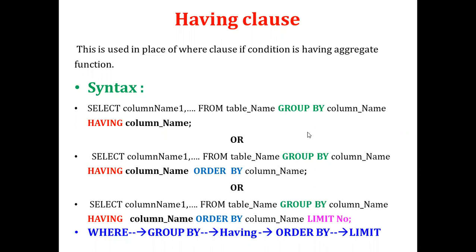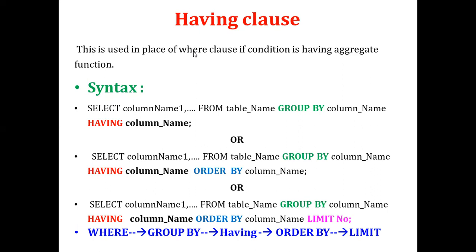Again, with the help of the group by clause, whatever output we get, if within that you want to specify some condition, then you have to take the help of the having clause. That means this is used in place of the where clause if the condition has an aggregate function. Aggregate function means it is carried out with the help of group by clause. Within that group by clause, if we need to put down some conditions that would be carried out with a where clause, instead of where clause we now use the having clause. So this is the main difference between the having clause and the where clause.